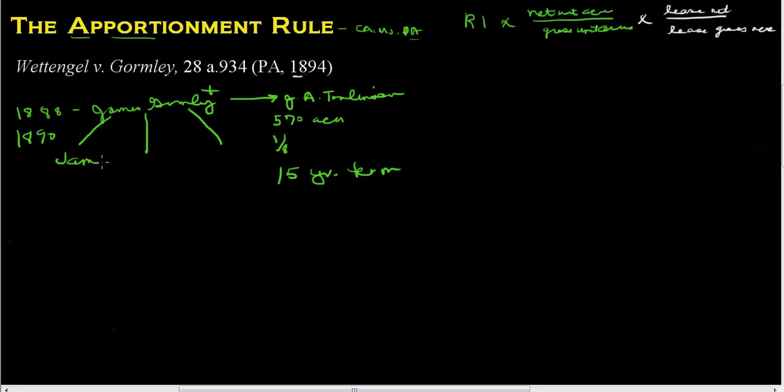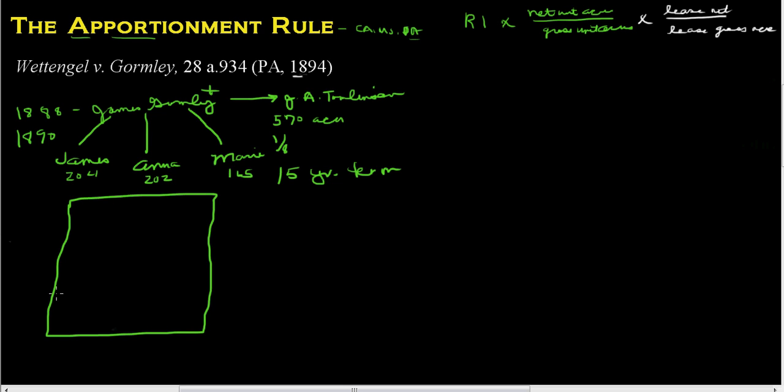He had 3 kids, James, Anna Wettengale, so you can kind of see where we're going here, and Marie Lockhart. And he didn't just give them each an undivided 1/3 interest. He gave them a certain parcel of this 570 lease. So James got 204 acres, Anna got 202 acres, and Marie, the baby, gets 165 acres. So let's look at what this parcel looks like, or this lease would look like. Marie is the baby, so she only got 165 acres. James and Anna, really their interests are pretty much the same, 204 versus 202. So this is James's interest, and he has 204 acres. And this is Anna's interest, and she has 202 acres.